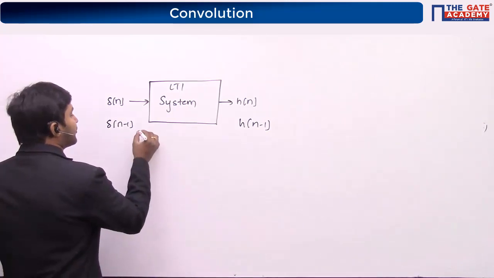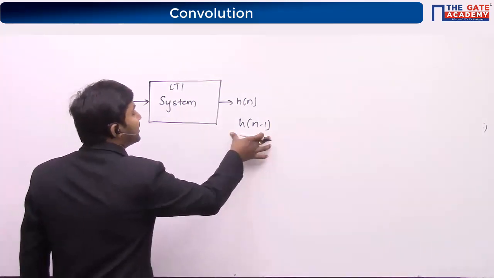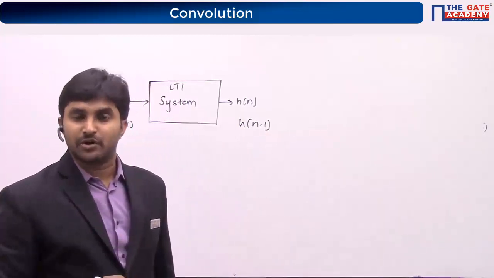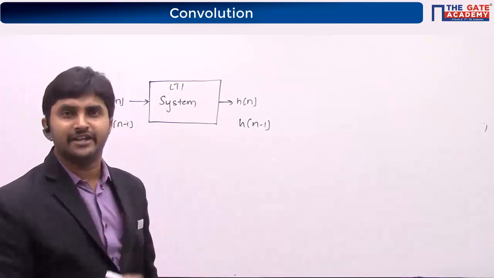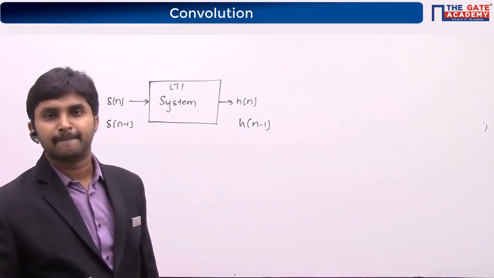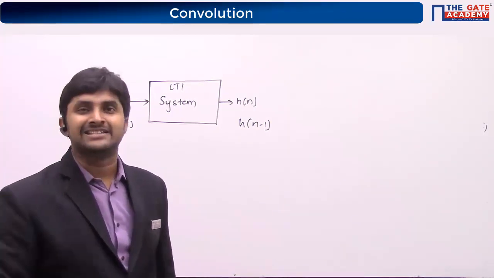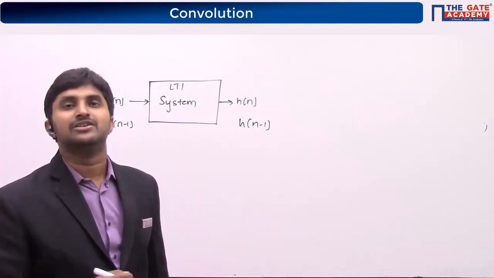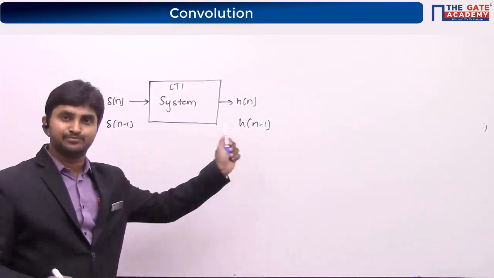Now, how are we confident that if I give del of n minus 1, the response is h of n minus 1? What is the reason for this confidence? That if you delay the input, the output will also be equally delayed. Very good. Because of the fact that this system is a time invariant system. That is the reason why this is happening.